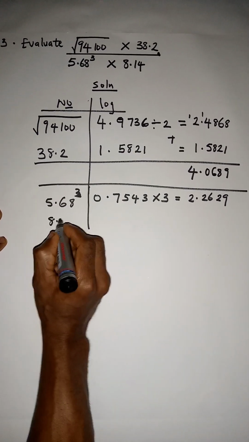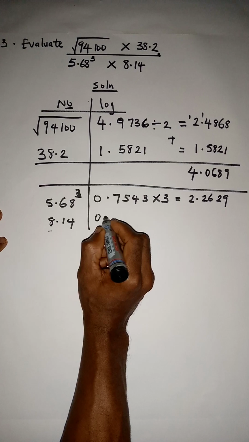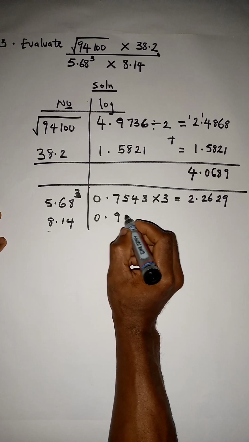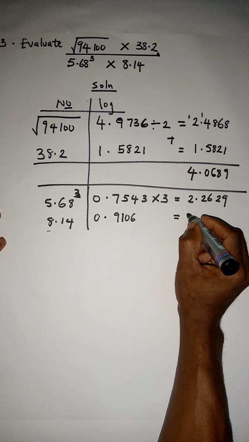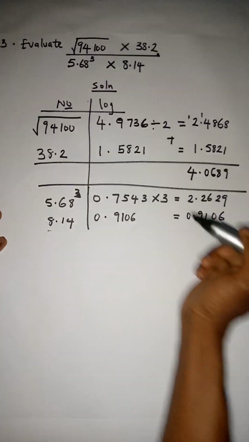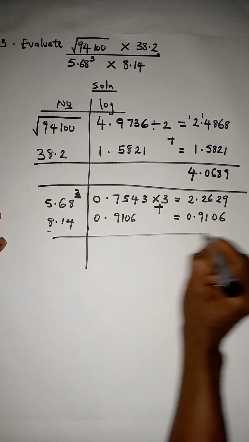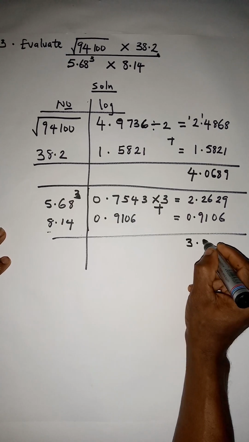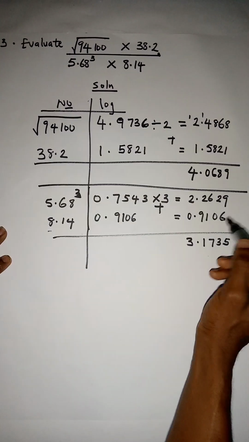Then let's look at the logarithm of the next number. We have 8.14, also one digit here. So 1 minus 1, we have 0 point. Logarithm of 81 under 4 is 9106. Let's move it down. It's going to be 0.9106. Because of the multiplication also, we're going to add. If we add that, we're going to have 3.1735.